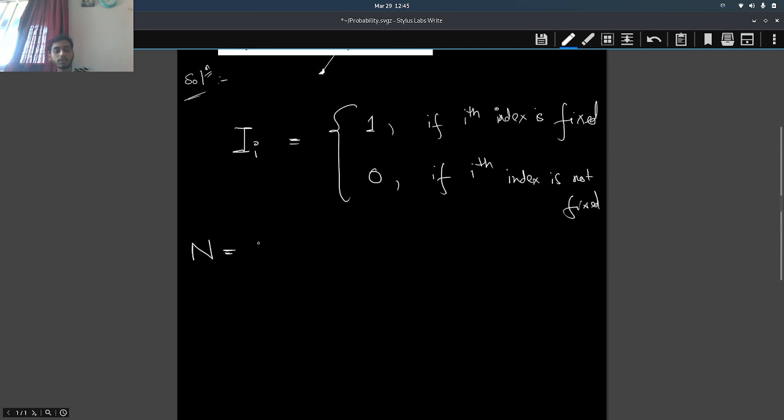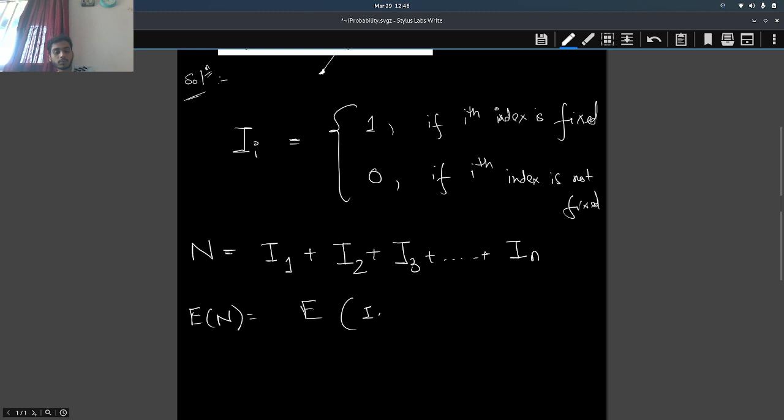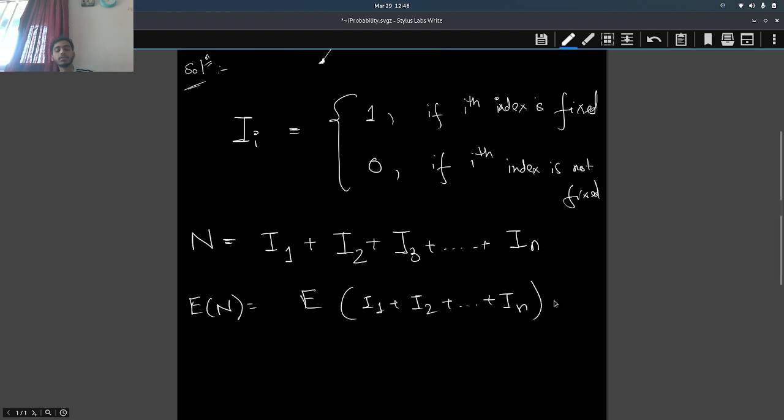So the number of fixed points will be the summation of: there is a fixed point at 1, a fixed point at 2, and so on up till n, right? This will be the sum, where each term is 1 if the ith index is fixed. This means the total number of fixed points is given by this. We can write the expected value of N to be the expected value of I1 plus I2 plus dot dot dot In, right?